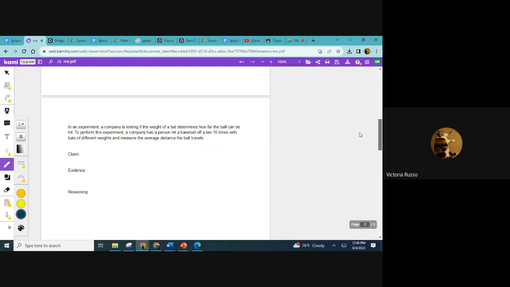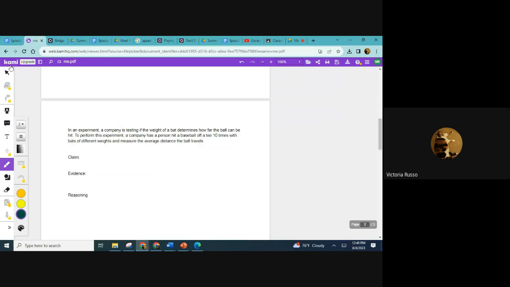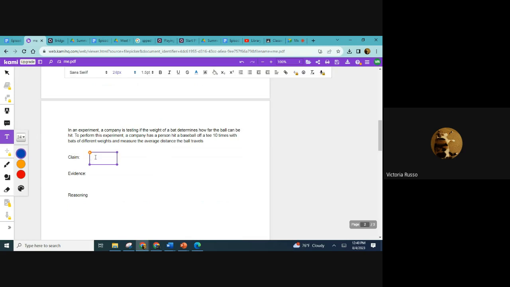Well, our claim here would be, bats in the middle range of weight will hit the ball the furthest. Now, you might think there's lots of error in this experiment, like it has to be the same person. Sometimes they swing different, but that's what our data shows.